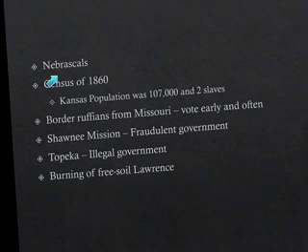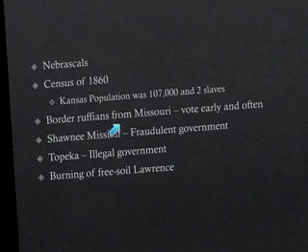On page 400, some of the Nebraskals, the rascals from Nebraska, and the Kansas-Nebraska Act allowing for popular sovereignty to exist in Nebraska. And then, interestingly enough, the census of 1860, mentioned on page 401, I believe, or 400, shows that the population of Kansas is 107,000, but only 2 slaves. I think there were only 15 slaves in Nebraska.